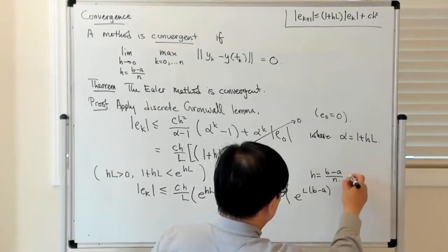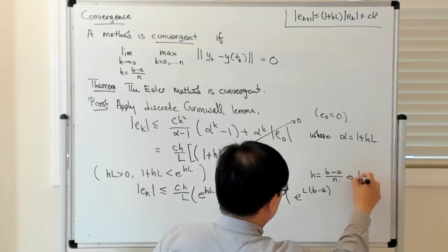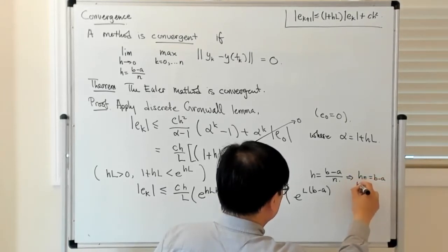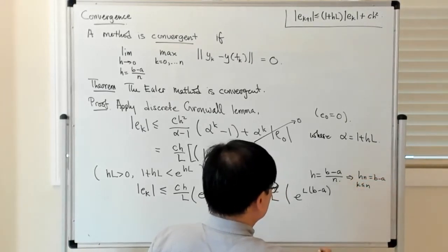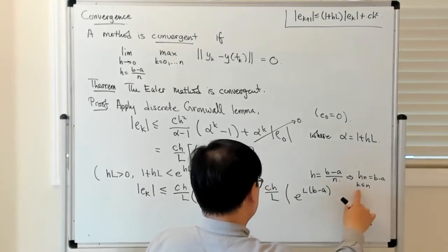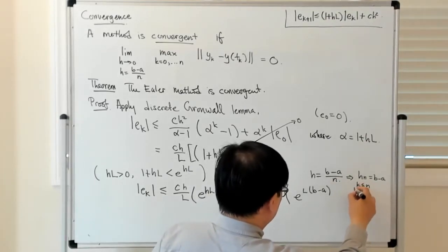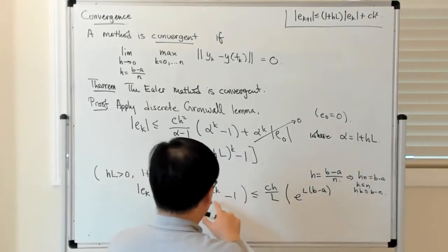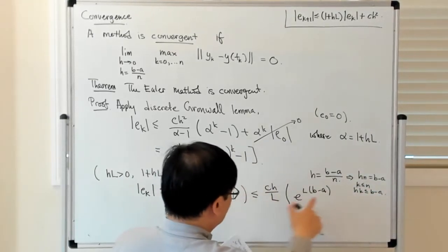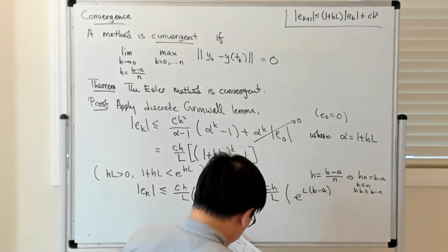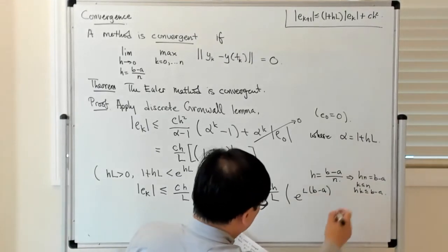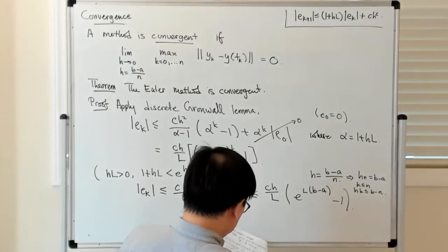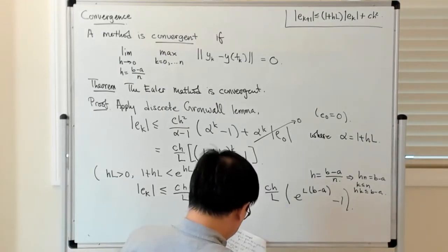So this implies that h times n is equal to b minus a, but k is less than or equal to n, so hk is less than or equal to b minus a. That's basically what's happening: we're taking the h and the k and replacing them with b minus a from above, minus 1. So that's the term which we have.